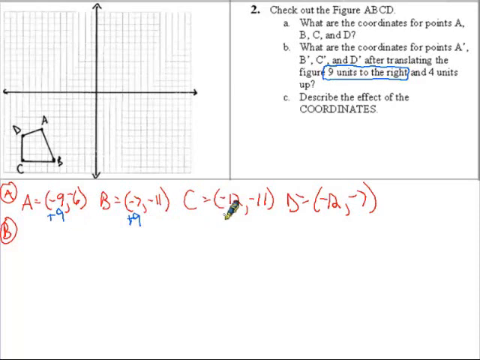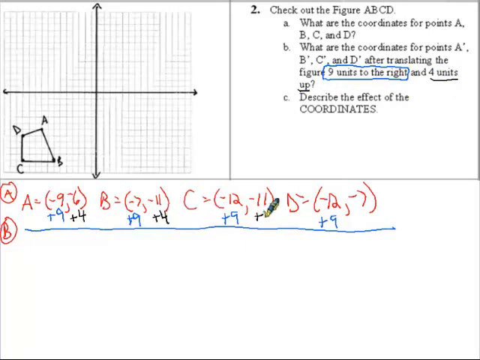Here we go, 9. I'm going to add 9 there. I'm going to add 9. I'm going to draw a big line. Okay, and then let's go ahead and find out what I'm going to do to my, let's change to black, to my y value, because if I move up or down it's going to affect my y value. So 4 units up, so that means I'm going to add 4 to all of my y values. Add 4, add 4, and add 4.